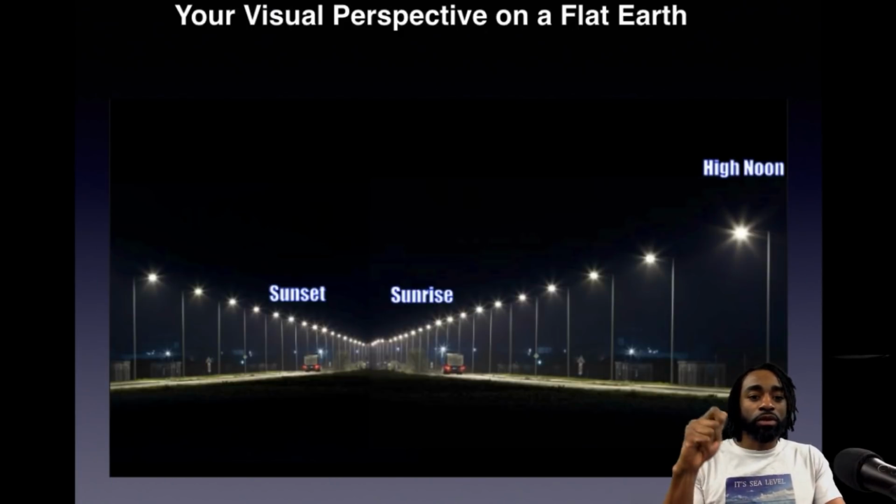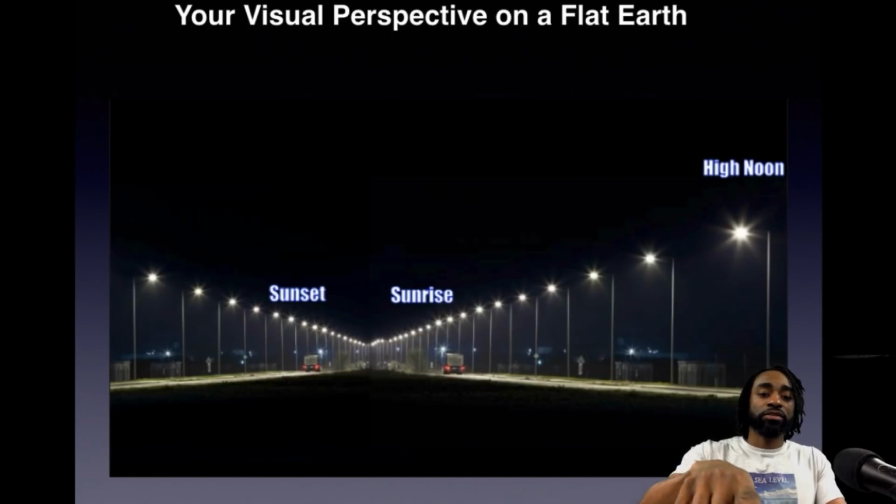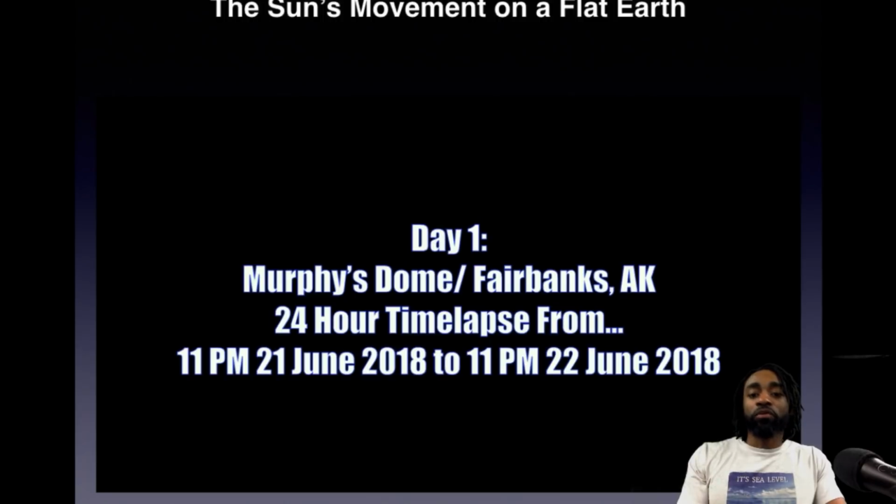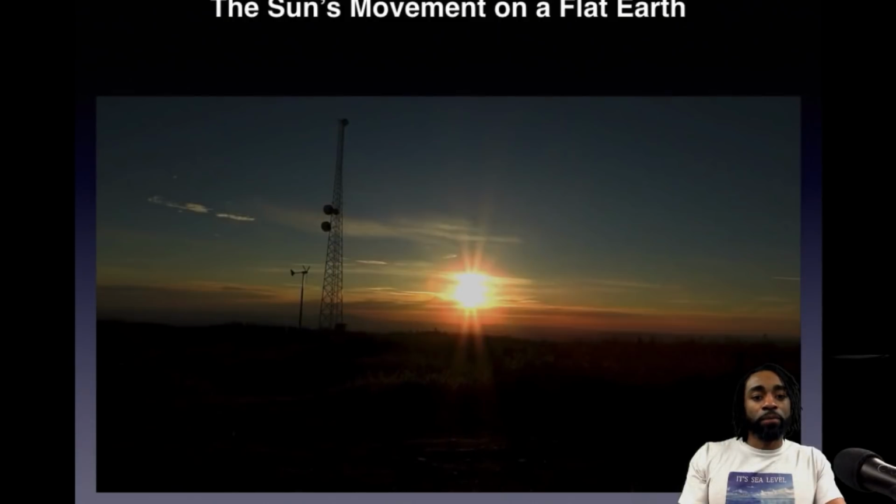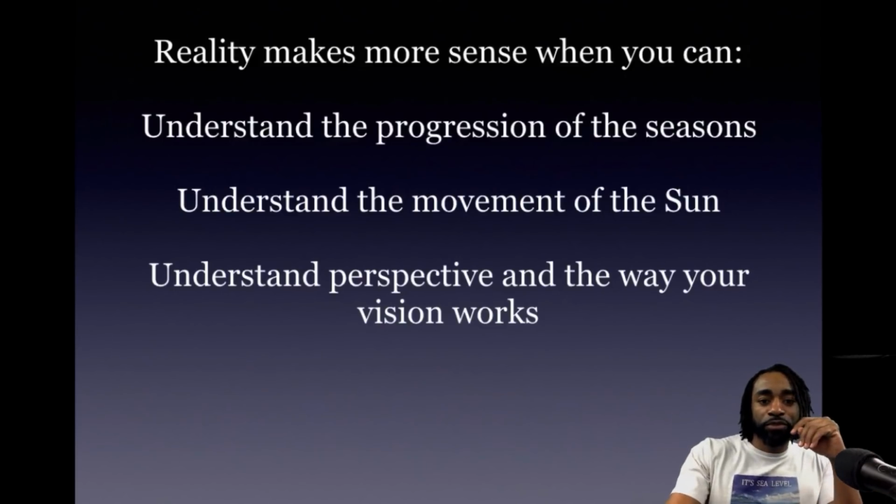All right, so about to wrap this up. Here's another example. This is the movements of the sun, visual perspective, and all that, kind of all culminating here. So this is an example of the streetlights again. Sunset goes down, then sunrise as the sun's coming back up, and then high noon. So again, real quick, I just want to show you this from the beginning. Okay, hold on.